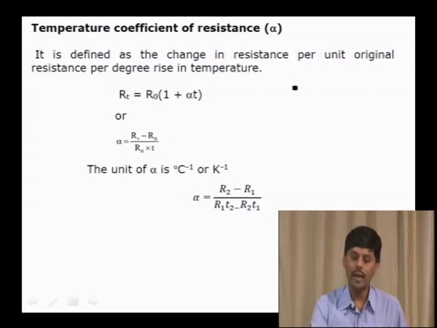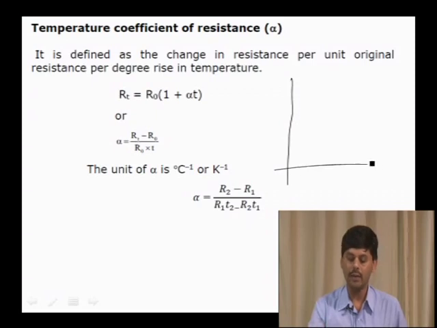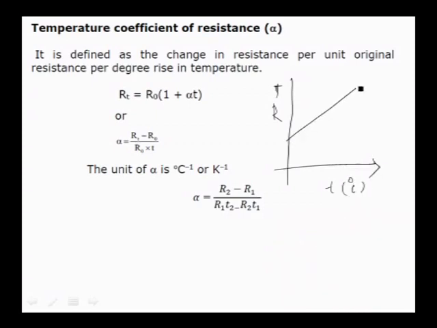Suppose you have a graph of the variation of resistance with temperature, with resistance on one axis and temperature in degrees Celsius on the other. They provide the values of two points like this: the resistance R1 and R2, followed by the temperatures T1 and T2. Using these four parameters, we can easily calculate the value of alpha. This is the lower value of resistance and this is the higher value of resistance, because here the temperature is more, so the resistance is also more. By using this, we can calculate the alpha value.